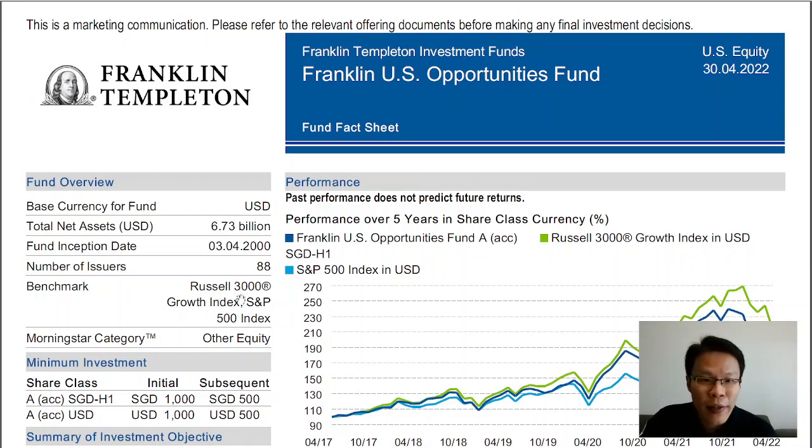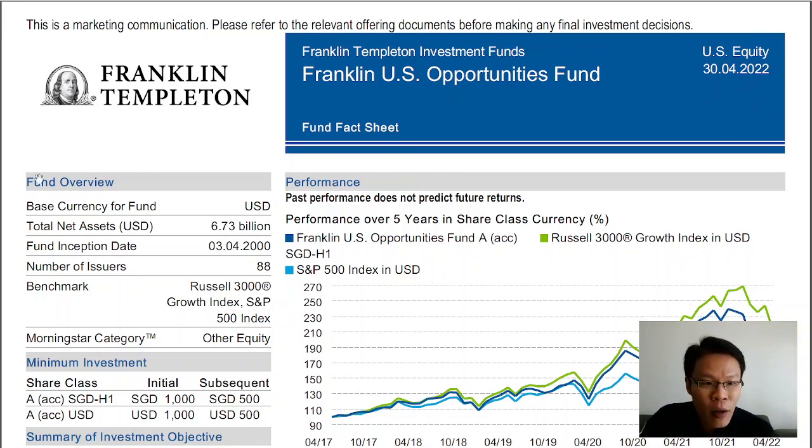As you can see over here at the top left, this is the name of the particular fund house, Franklin Templeton. On the right, you can see the name of the fund itself is called Franklin US Opportunities Fund fact sheet. This detail over here should indicate the date the fund fact sheet was published. So you can see it was end April 2022 this year.